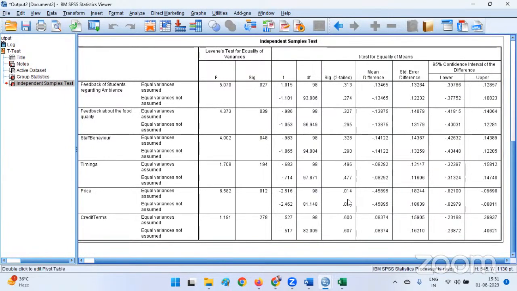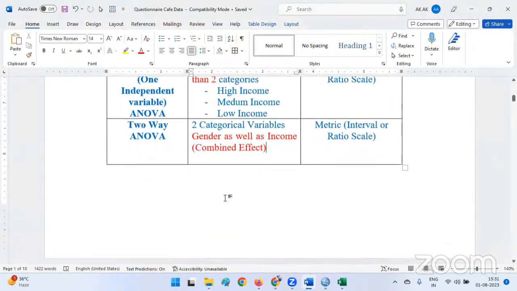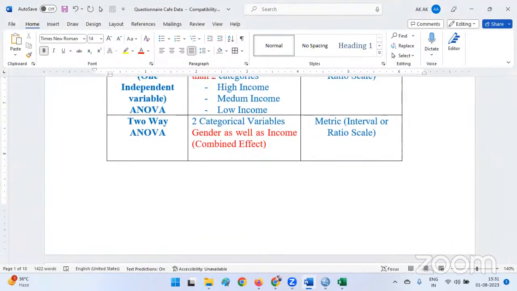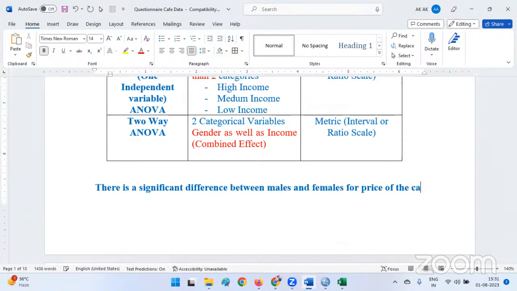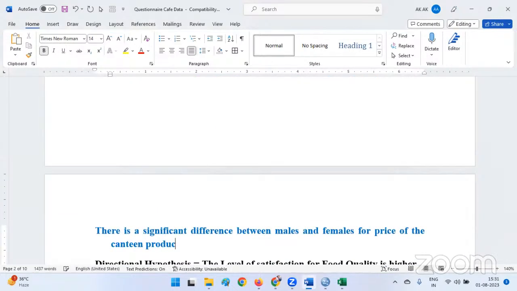Right. Now, for price, our null hypothesis is rejected and alternate is accepted. So how do I write it? I write: there is a significant difference between males and females for price of the canteen products.